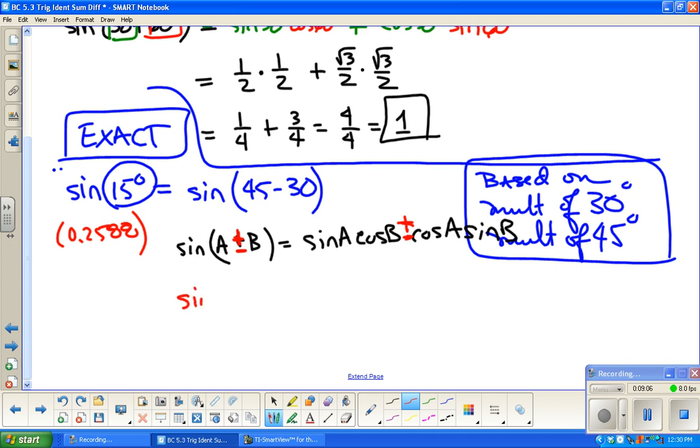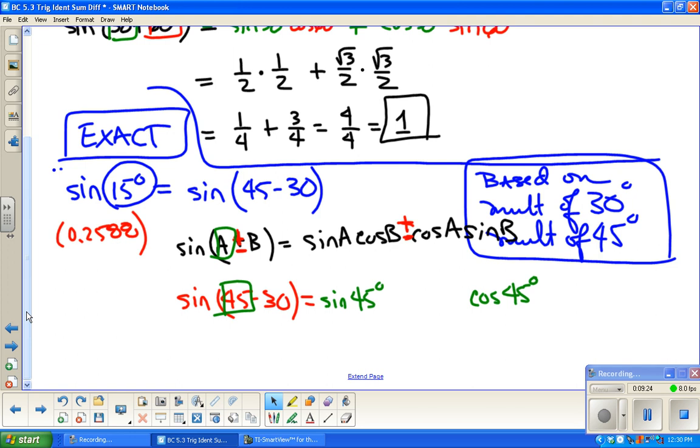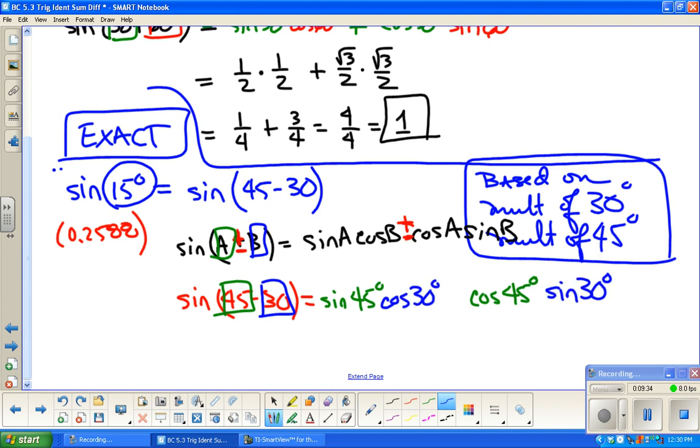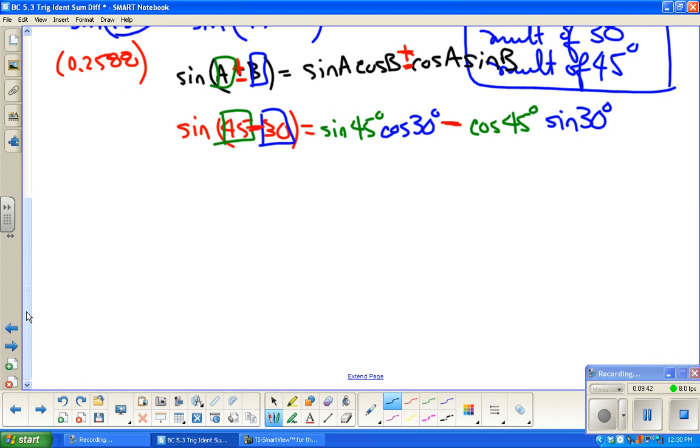We're going to do sine of 45 minus 30, and I'm just going to follow that template. My A is my 45, so I'm going to do sine of 45, and over here I'm going to do cosine of 45. The B is my 30, so I'm going to do cosine of 30 and sine of 30. And again, I'm following the sign that's in here. This was minus, so this is minus.